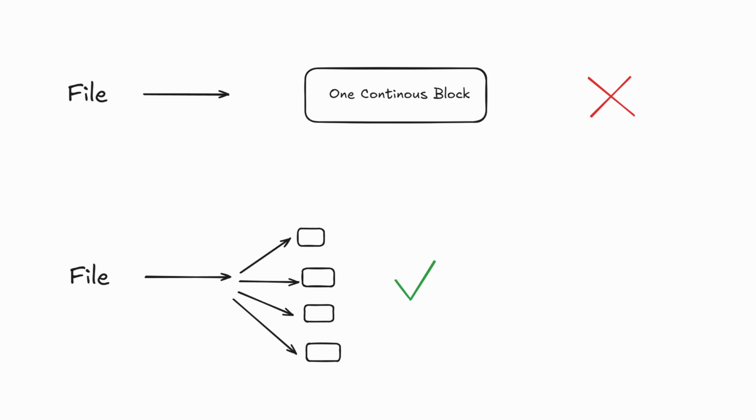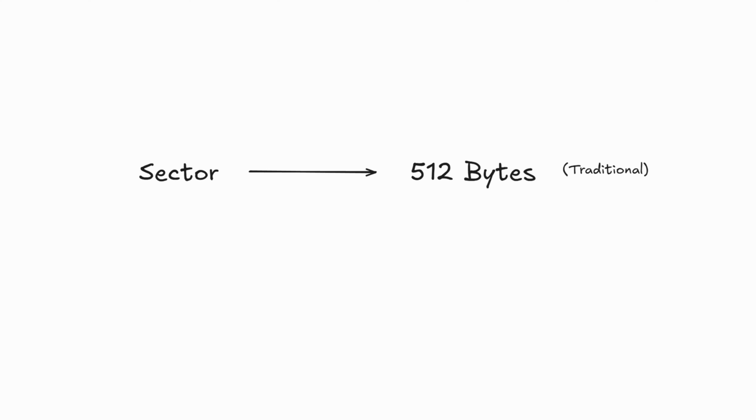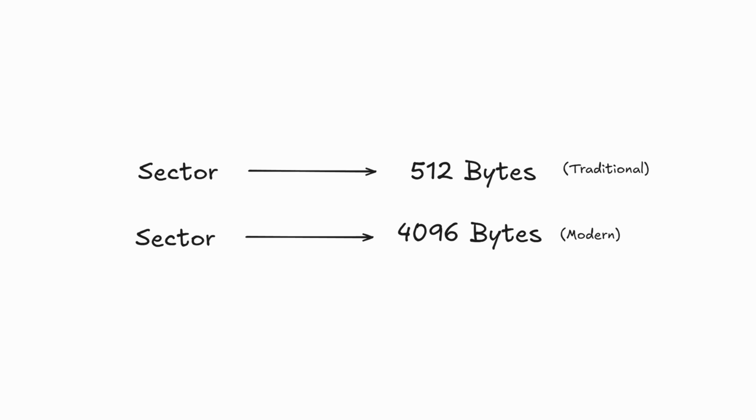To understand this, we need to go step by step, from the smallest unit to how files are actually stored. The smallest unit a computer can address is a byte, 8 bits. But disks don't read or write 1 byte at a time. They operate in units called sectors. Traditionally, a sector is 512 bytes. Modern disks use 4096 bytes.